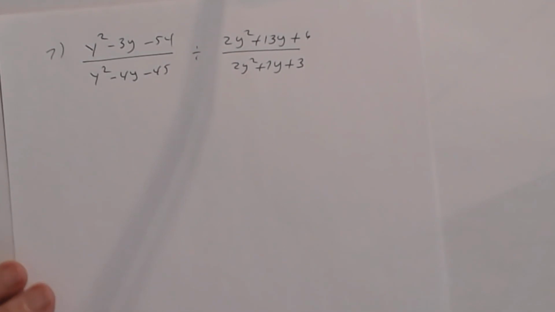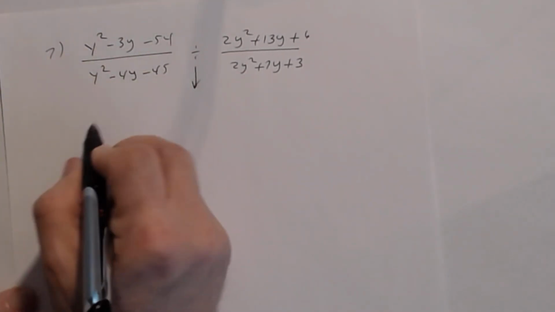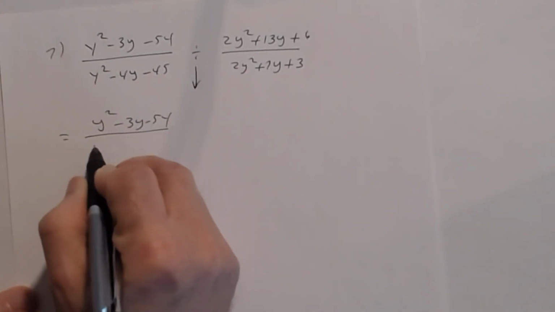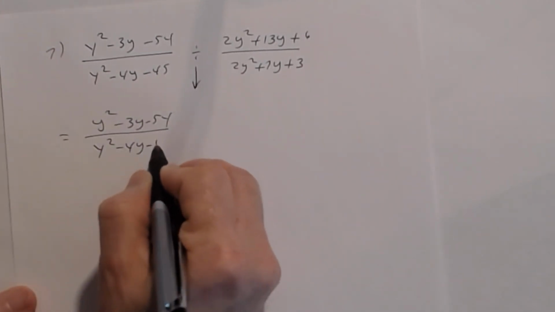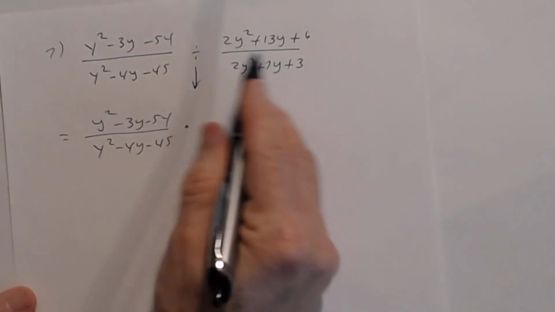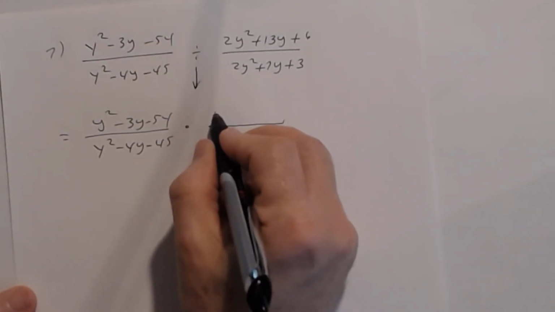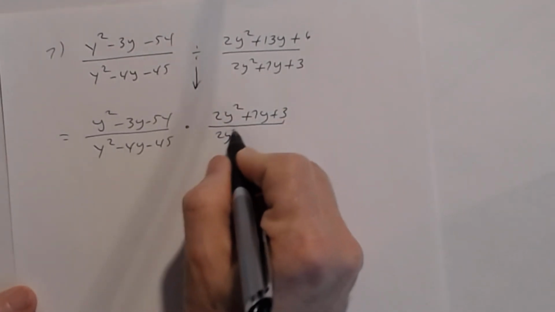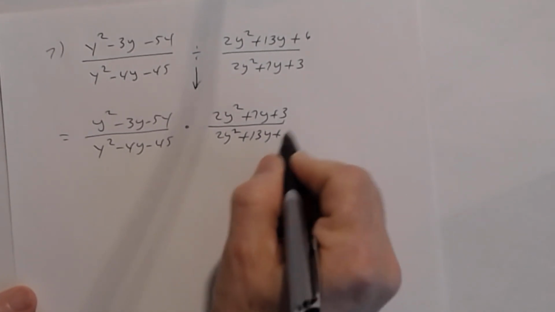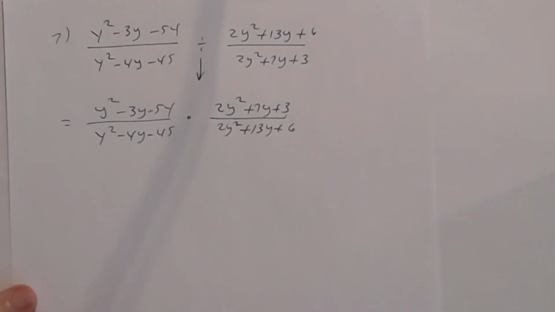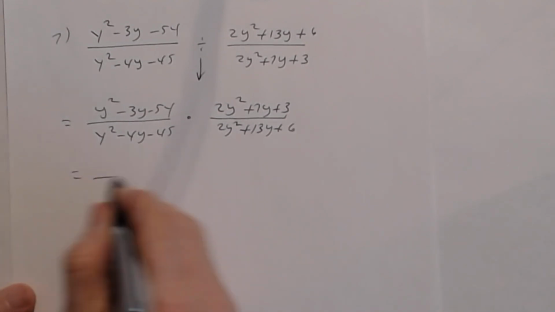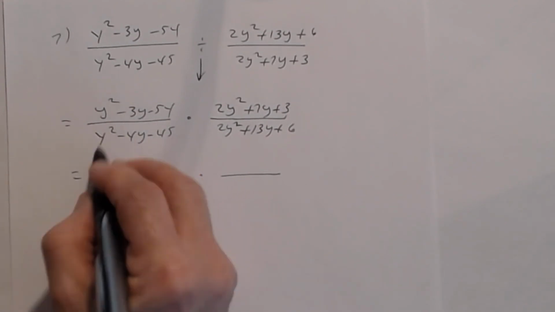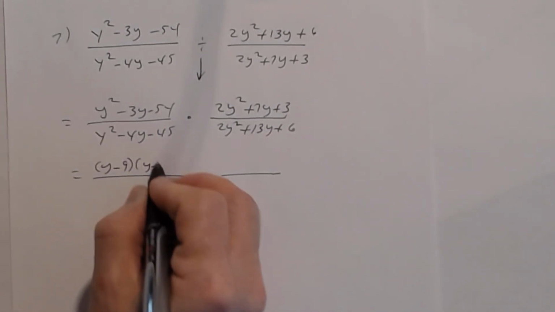All right. So again, the first thing you're going to do is change this to multiplication. So this becomes y squared minus 3y minus 54 divided by y squared minus 4y minus 45 times the reciprocal. You got to take the reciprocal. So the reciprocal is 2y squared plus 7y plus 3, and then 2y squared plus 13y plus 6. That's your first step. Then you're going to factor. So when I factor all these, let's see, this is going to be y minus 9, y plus 6.